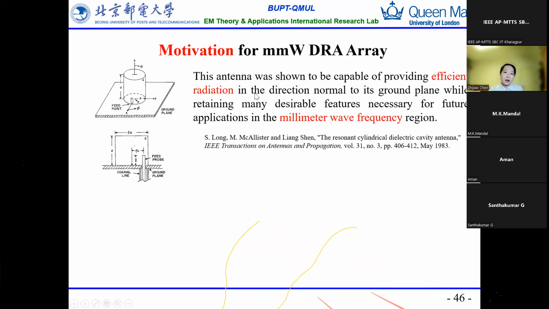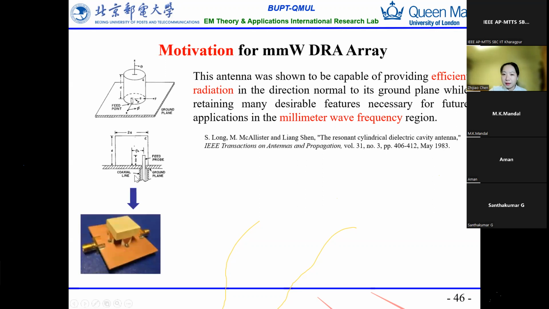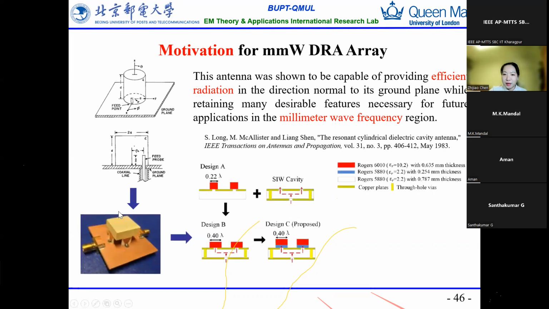I was also inspired by a very old paper published in 1983 by Professor Long. In his very first DRA paper, he proposed that this kind of antenna can be applied in the millimeter wave frequency region for avoiding the low efficiency of millimeter wave antennas. So my idea is to try to design a similar architecture in the millimeter wave.